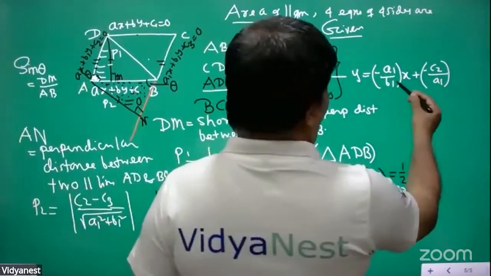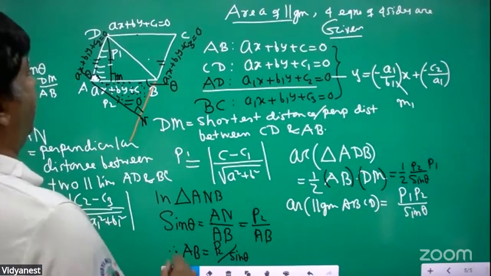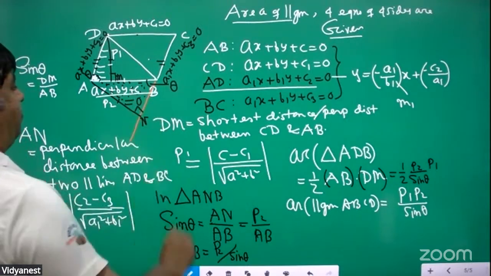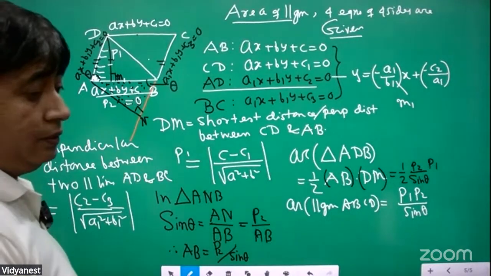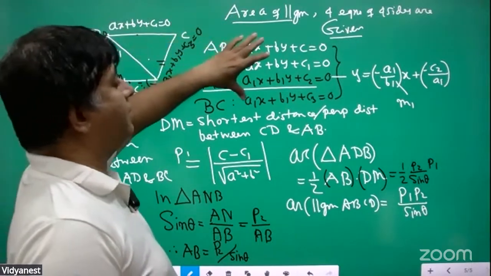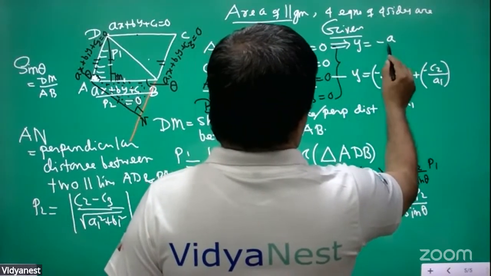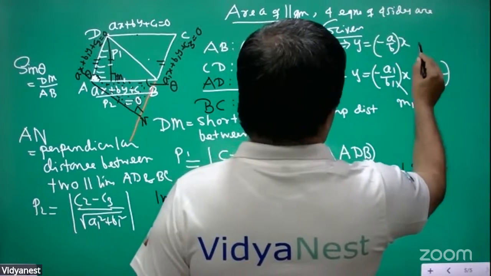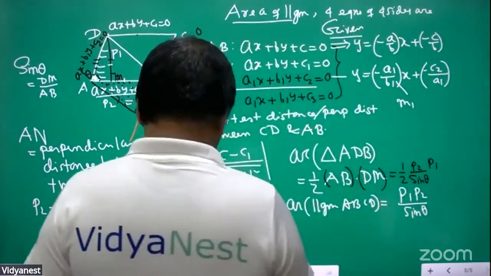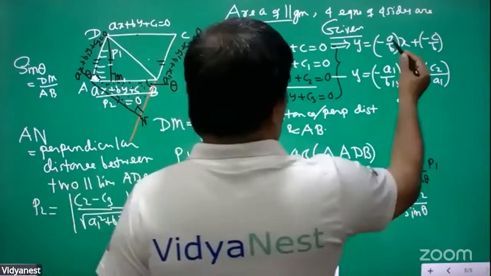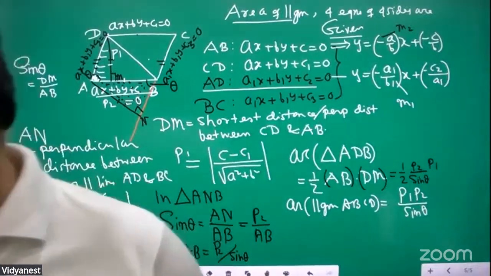So I will indicate this slope as M1. And AB, what is the equation of AB? Ax plus By plus C is equal to 0. Can you convert it into slope form? Obviously. Y is equal to minus A by B x plus minus C by B. I will denote it as M2. So we have got M1 and M2.